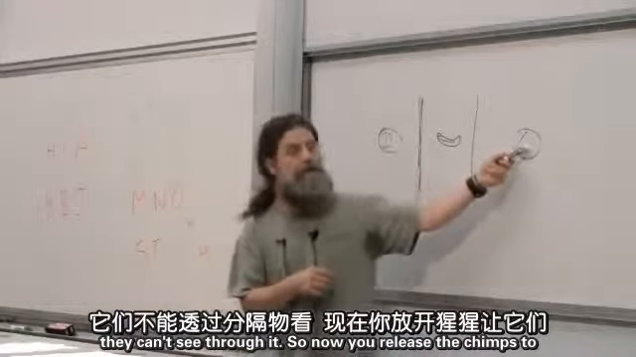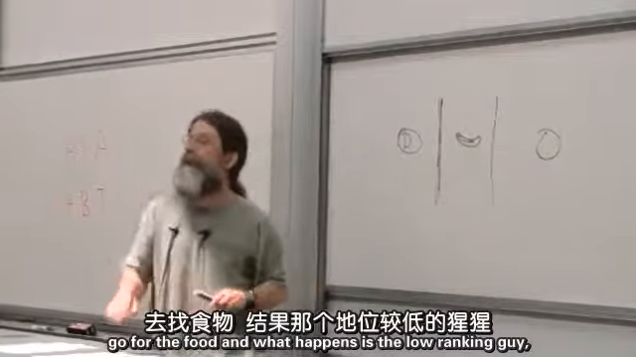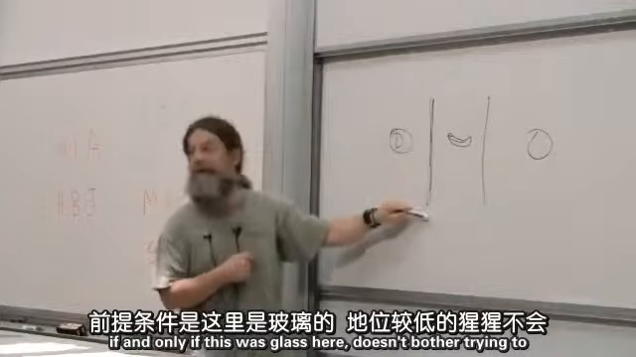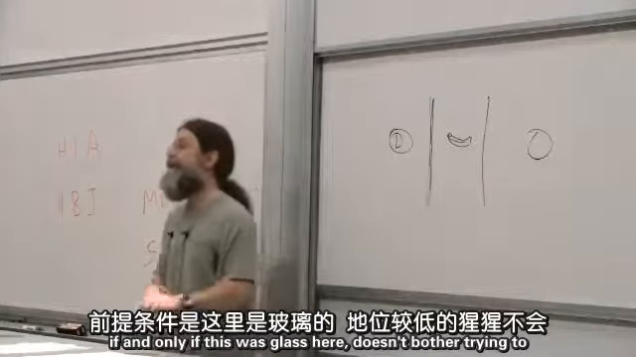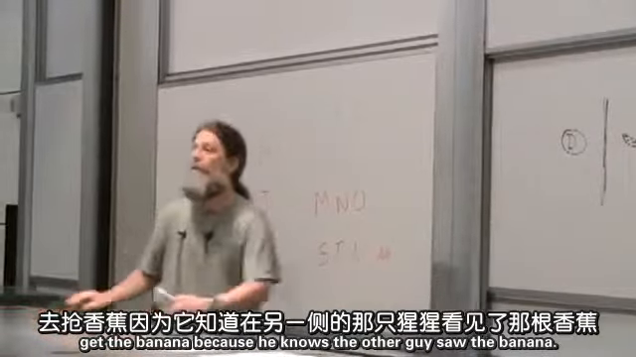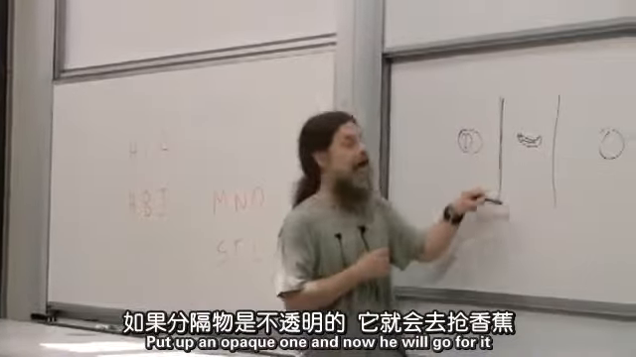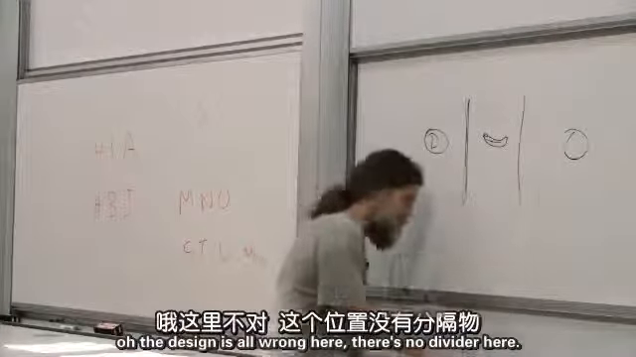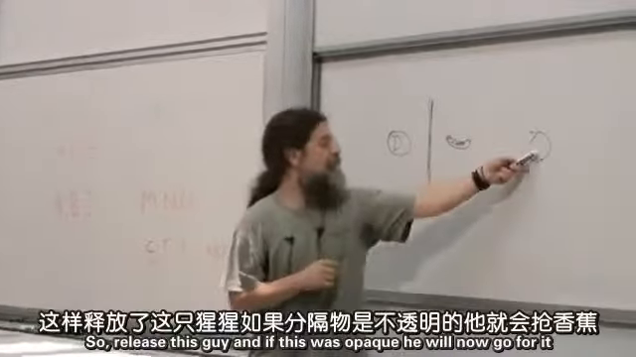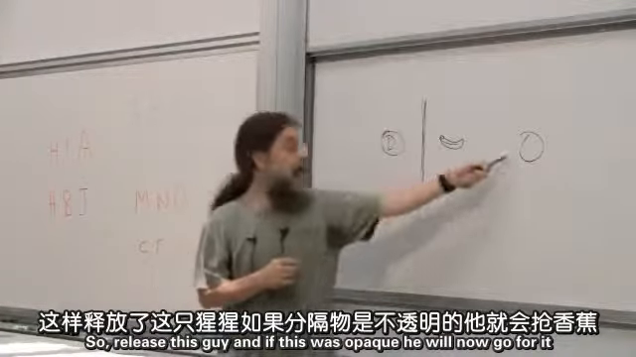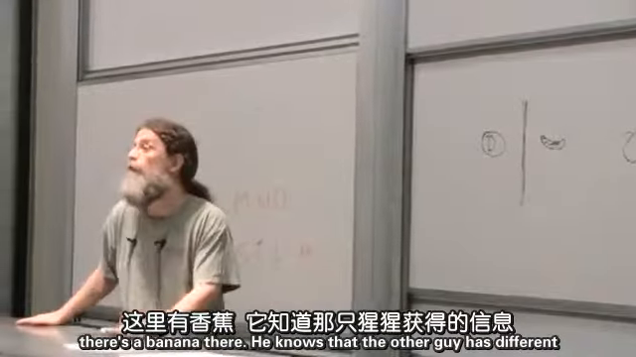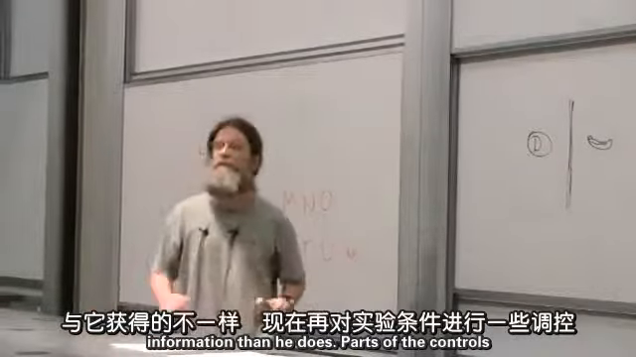So now you release the chimps to go for the food, and what happens is the low-ranking guy, if and only if this was glass here, doesn't bother trying to get the banana because he knows the other guy saw the banana. Put up an opaque one, and now he will go for it. There's no divider here. So release this guy, and if this was opaque, he will now go for it because he knows the other guy doesn't know there's a banana there. He knows that the other guy has different information than he does.